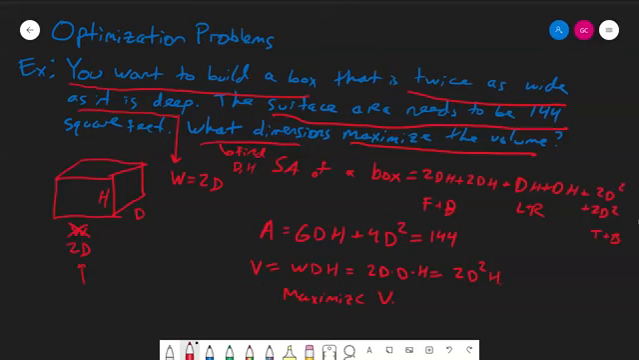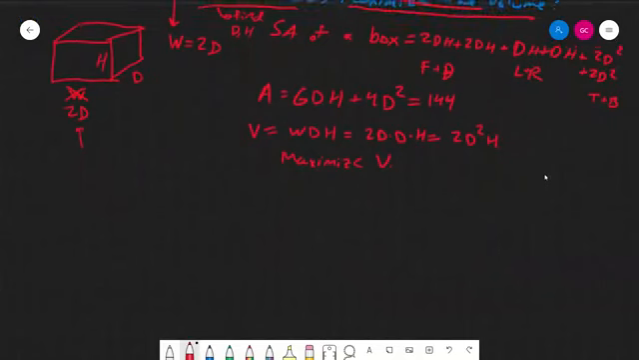So you'll know that you've done a good job of translating everything if you could at this point just completely erase or cross out all of the words and still have everything that you need. And if you can't, well then it's worth trying to sit down and actually finish translating everything into math in the very first stage. Okay, so now we're down to a pure math problem, and now this is roughly in the same form that we saw last time. I want to maximize v, so that's my objective. I need 6 times dh plus 4d squared to be 144. That's my constraint.